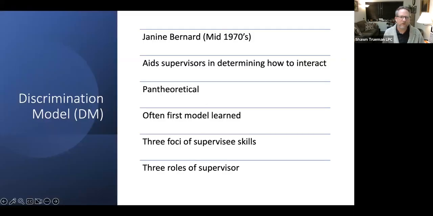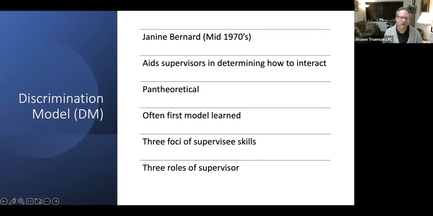And that's where we're going to start here with this presentation. The discrimination model was developed by Janine Bernard in the mid-1970s, and it's been modified and honed since then. Really, it aids supervisors in determining the best way to interact with their supervisee. It's pan-theoretical, so it works across different theoretical orientations. For supervisors, it's the model that's usually learned first. It's pretty accessible. In fact, for those models that suggest a supervisor role in supervision, it is one of the most researched models that do that. And so an overview of it simply is this.